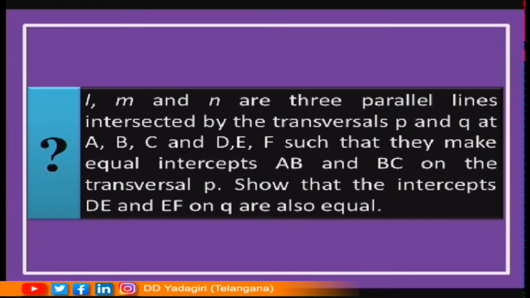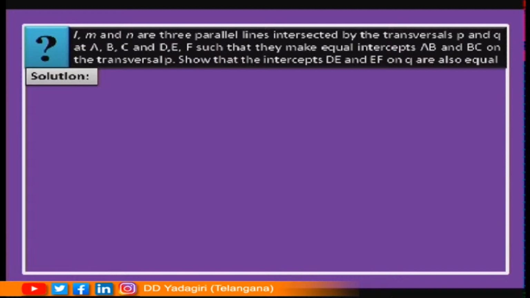Now, let us apply these concepts that we have learned in solving a few problems. Let us start with our first problem, children. L, M and N are three parallel lines intersected by the transversals P and Q at A, B, C and D, E, F, such that they make equal intercepts AB and BC on transversal P. Show that the intercepts DE and EF on Q are also equal. Let us start with the solution.